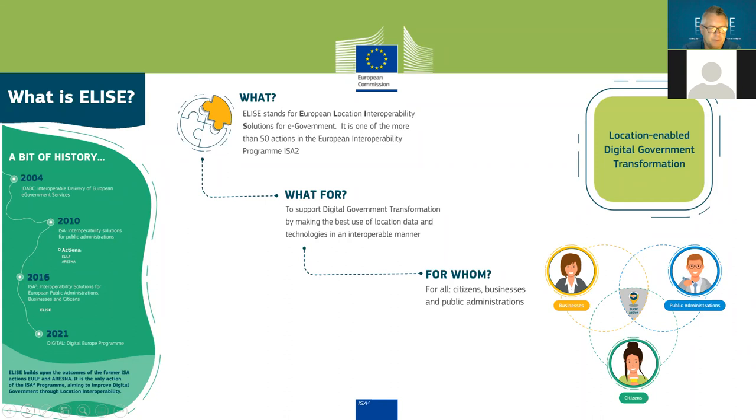Since the adoption of the ISA Square program in 2016, ELISE has supported building a location-enabled digital government. This concept builds on three important elements: digital transformation, location, and interoperability. As ELISE ends, all the outputs, good practices, and legacy are providing and will provide inputs to future activities within the Digital Europe program related to improving and enhancing European interoperability.